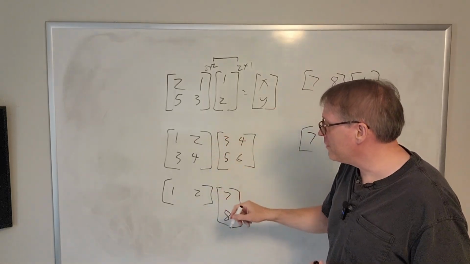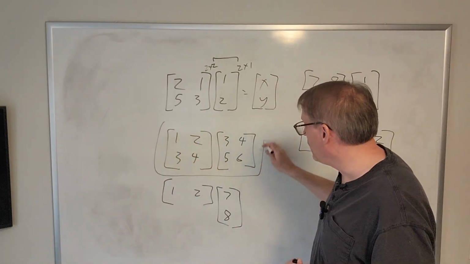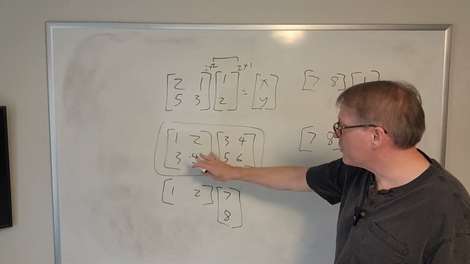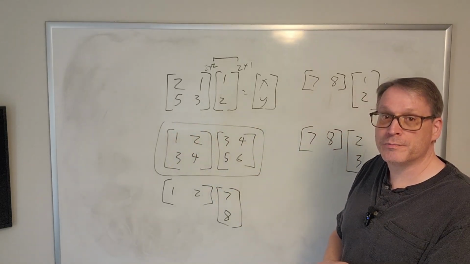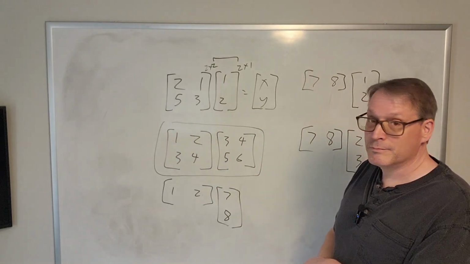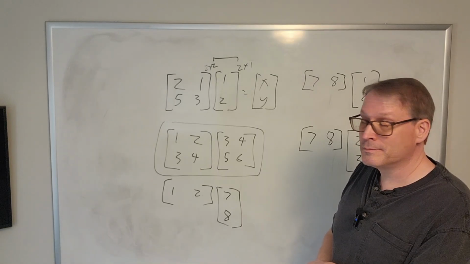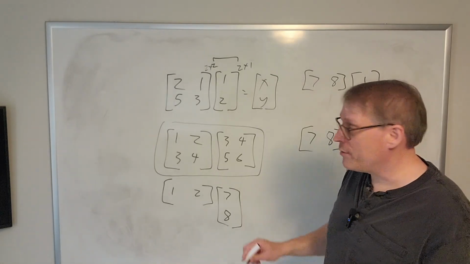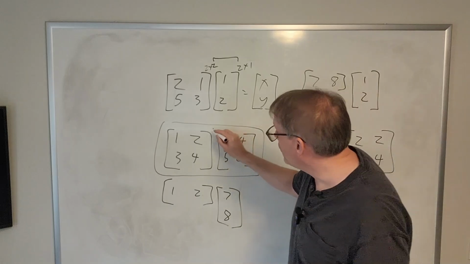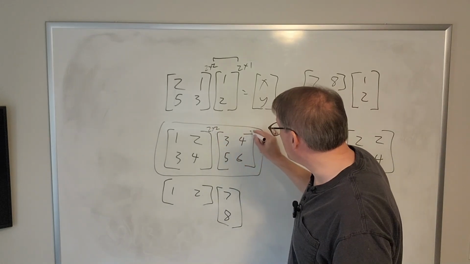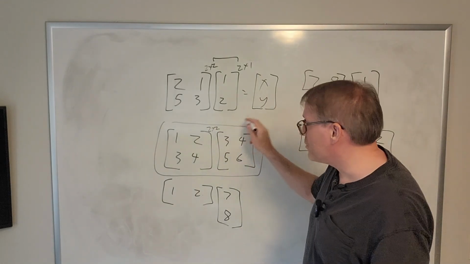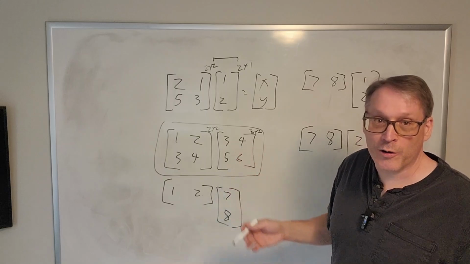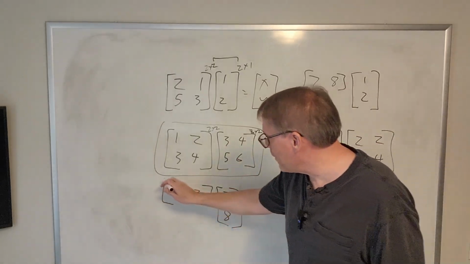How about this one? Can you do this? This guy right here. This is a matrix. This is another matrix. Can you multiply those? What do you think? Yes, you can. This is a 2 by 2 and this is a 2 by 2. This is one of the easiest cases. This is a 2 by 2 as well. Yes, you can do it. They're all 2's. You're going to end up with a 2 by 2. All good.